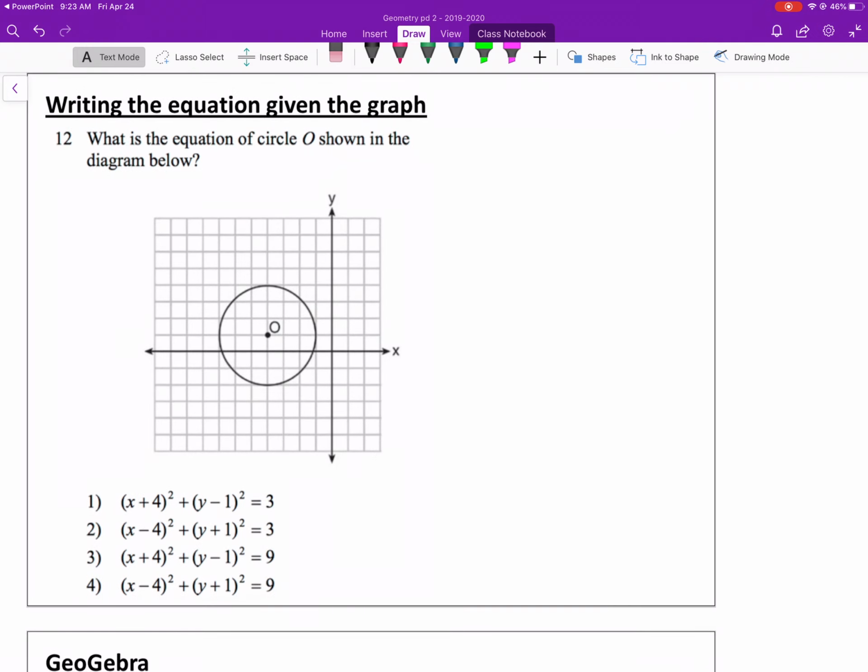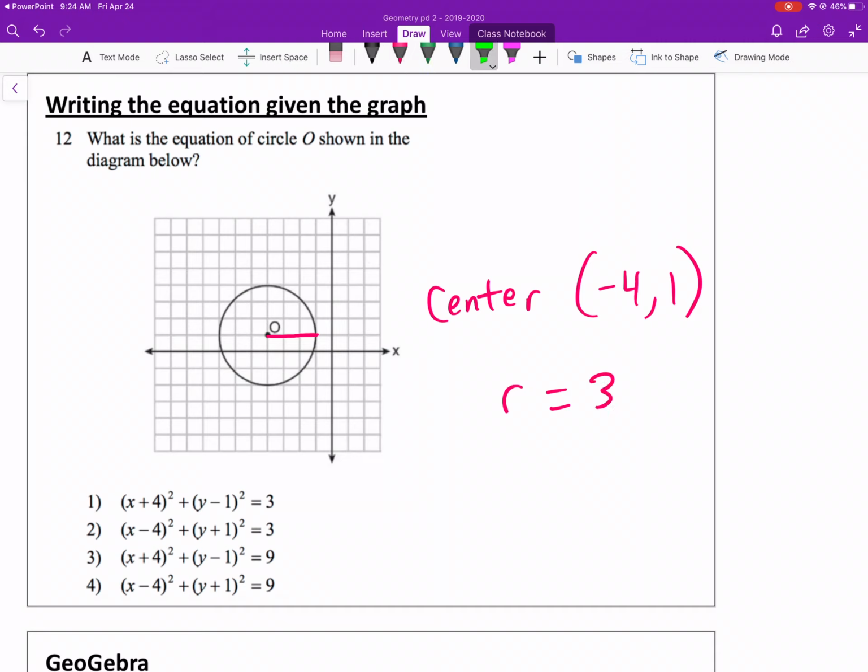Now writing the equation given the graph. So this is really the same thing because you can see the center and you can see the radius, but right now your center, your h, k value, is point O, so that is a coordinate, is -4, 1. And your radius is equal to this segment here, which is 3 units.